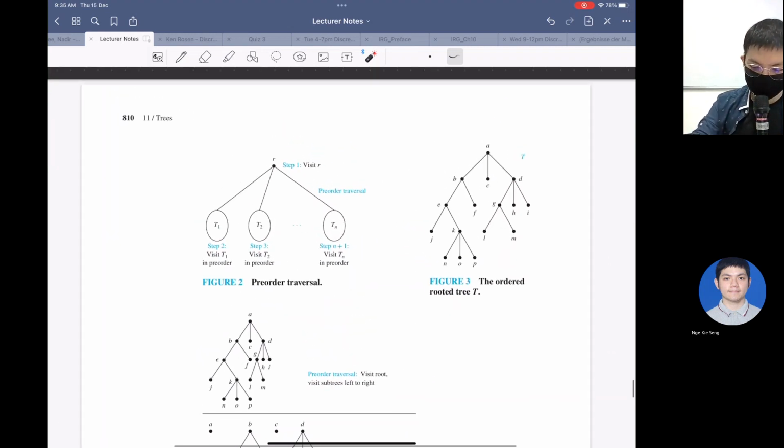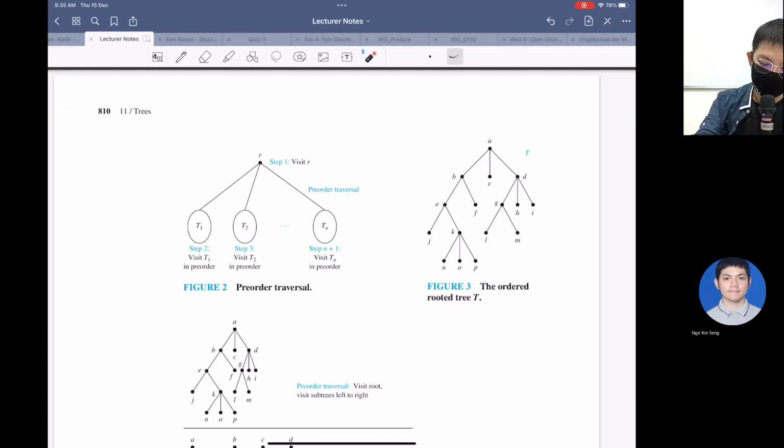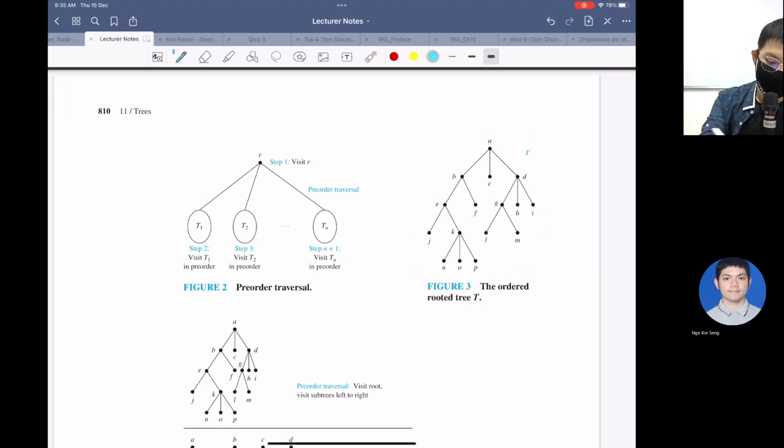So maybe let's go through one more example for the pre-order traversal. This tree is a bit larger. Let's try to do pre-order traversal on this ordered tree. Remember the steps for pre-order traversal? Visit the root first, then traverse the leftmost subtree.